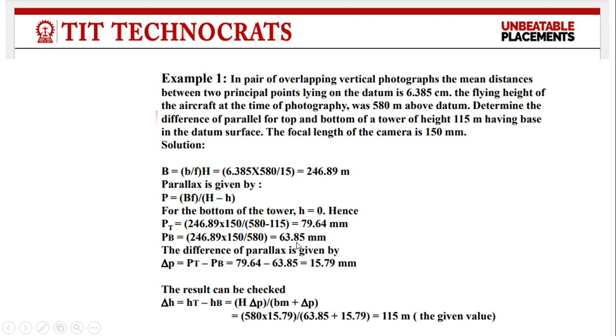It is 63.85 mm. The difference of parallax is given by PT minus PB. So it is 15.79. The result can be checked by delta H being equal to 115 meters, the given value. Thanks.